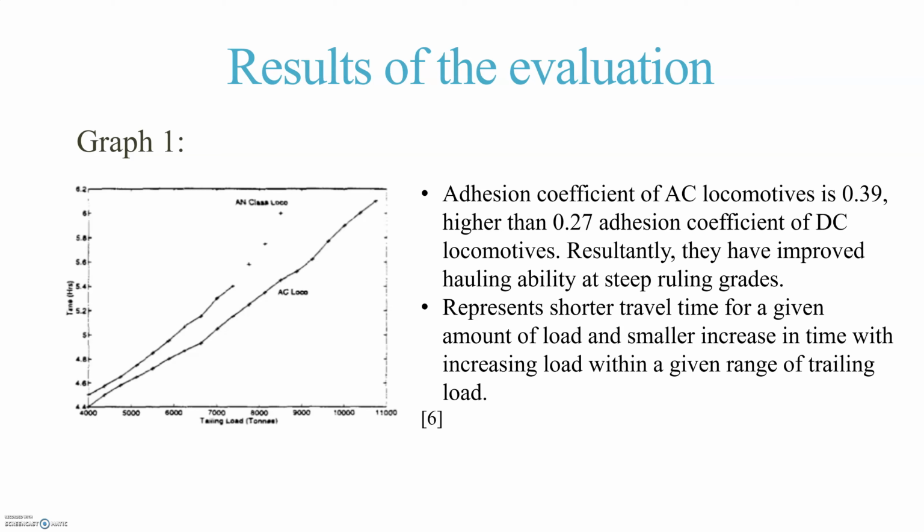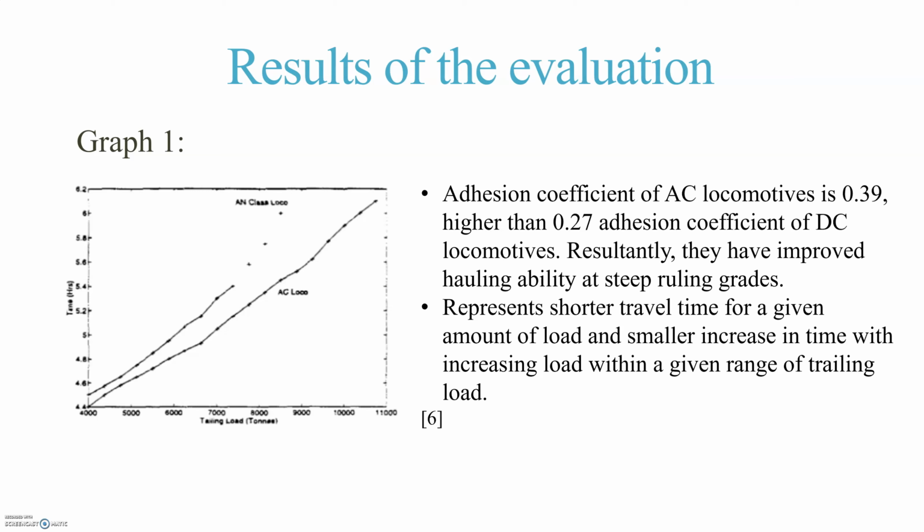Graph 1 from their results shows the loading hauling ability of the two types of locomotives under consideration, which is dependent on the maximum power generated by traction motors and adhesion coefficient between the wheels and the track of the respective locomotive. The adhesion coefficient of AC locomotives is 0.39, higher than the 0.27 adhesion coefficient of DC locomotives. Resultantly, they have improved hauling ability at steep ruling grades.